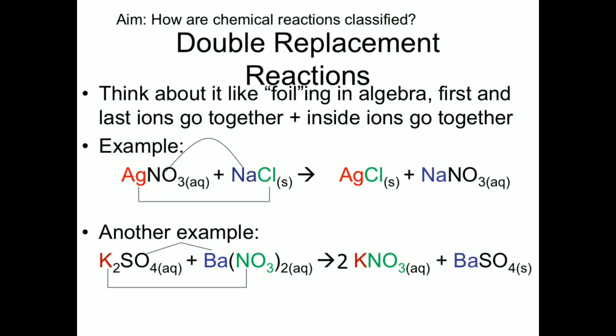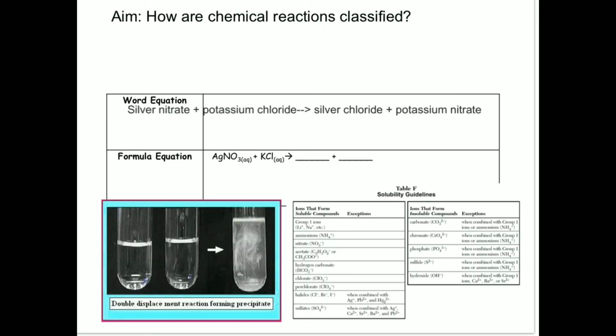When carrying out double replacement reactions, we switch metals very much like FOILing in algebra, where the outside ions come together and the inside ions come together. In this example, we have silver nitrate reacting with potassium chloride. It is easiest to write the products in the form of a word equation. So the silver and potassium will switch places, forming silver chloride and potassium nitrate.